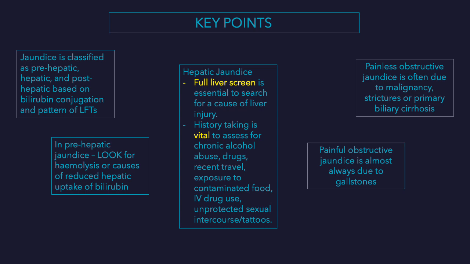Once you've identified the category of the jaundice, remember that in pre-hepatic jaundice, look for hemolysis and causes of reduced hepatic uptake of bilirubin. In hepatic jaundice, once it is identified, a full liver screen is essential to search for a cause of liver injury, and your history taking will be vital to assess for chronic alcohol abuse, drugs, recent travel, exposure to contaminated foods, IV drug use, unprotected sexual intercourse and tattoos.